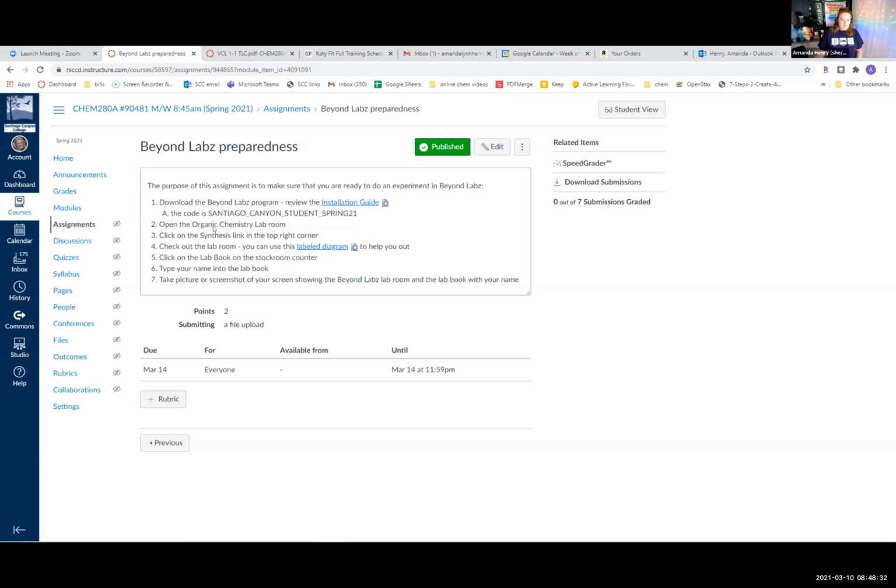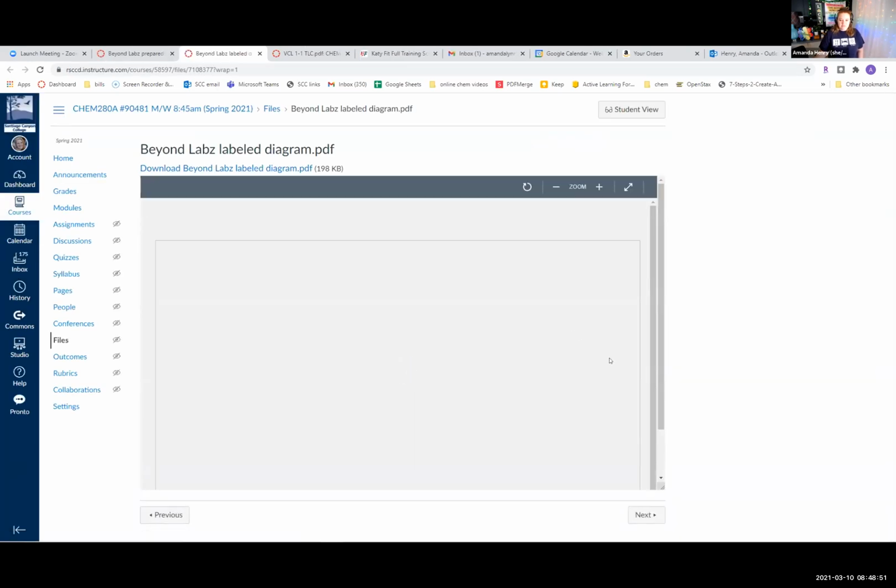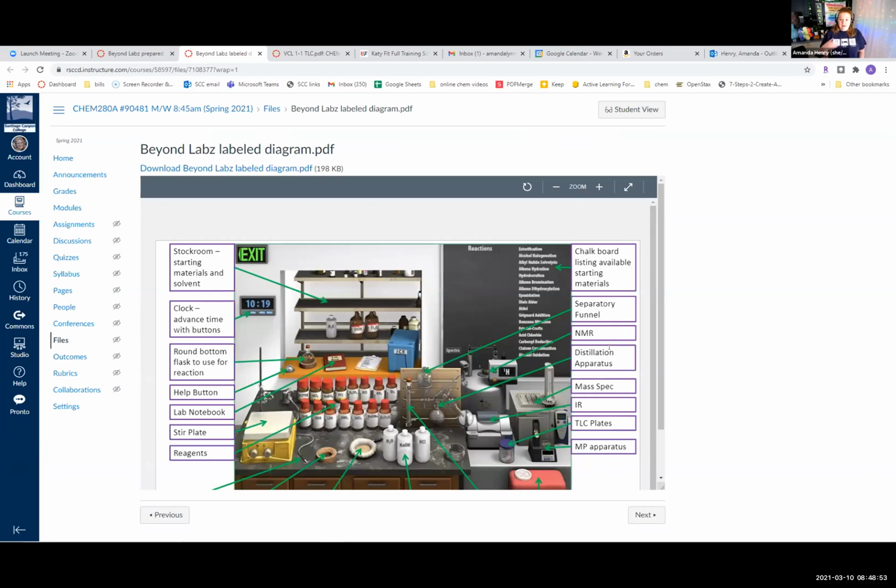Once you do that, you're going to open up the organic chemistry lab room, and you're going to click on synthesis in the top right corner. So that essentially just opens up the lab room. It doesn't open up a specific experiment. This is a picture I made last semester for my students, so I'm sharing it with you as well. It was my first time using Beyond Labs last semester, and so this is how I kind of worked it out the first time I used it.